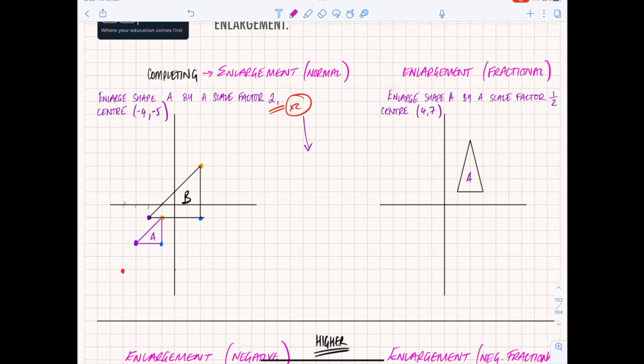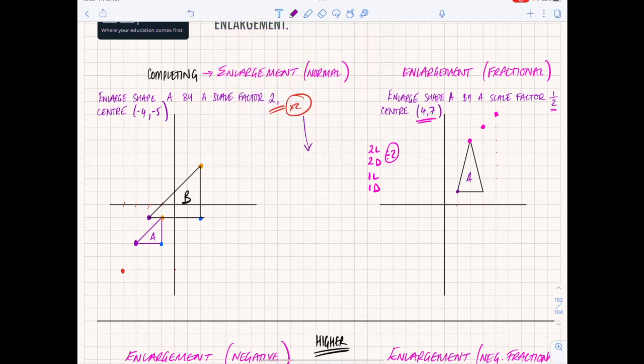So the process is the same. The centre is going to be 4, 7. So 1, 2, 3, 4. 1, 2, 3, 4, 5, 6, 7. That is my centre of enlargement. And I do the same process. So let's pick the top corner. How do I go from this to this? 1, 2 left and 2 down. So it's 2 left and 2 down. Now, because my scale factor is a half, I actually divide that by 2. So I go 1 left and 1 down. And again, we're going to this point. So 1 left and 1 down. So that becomes the top of my triangle.